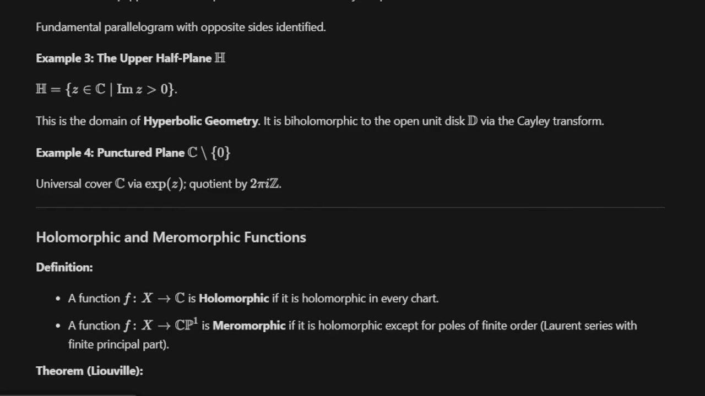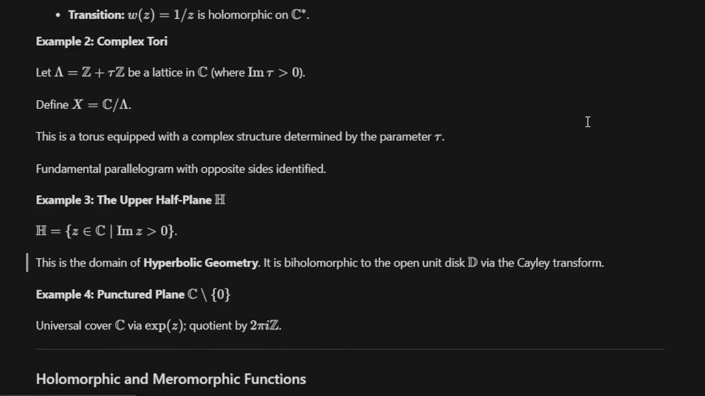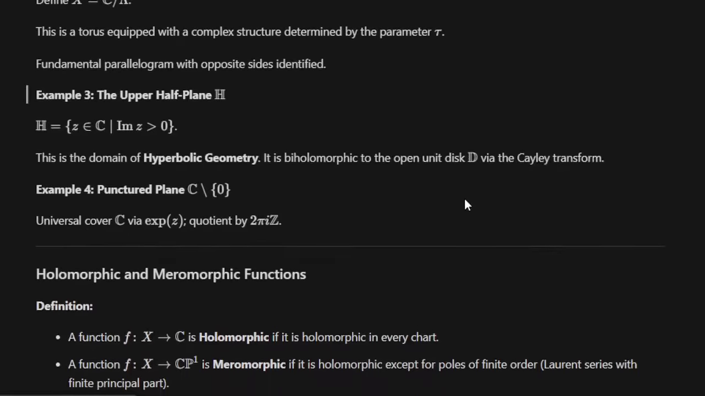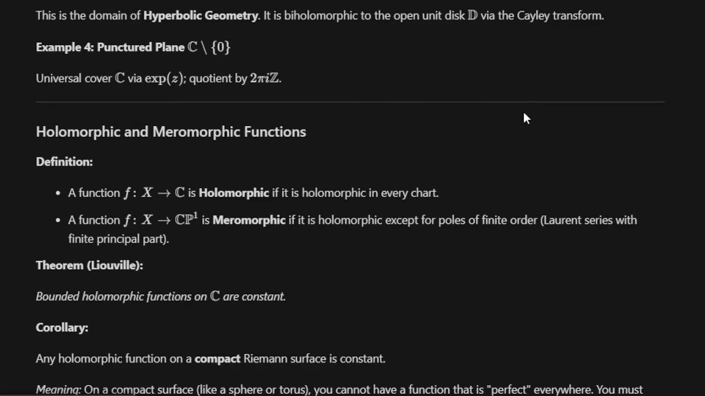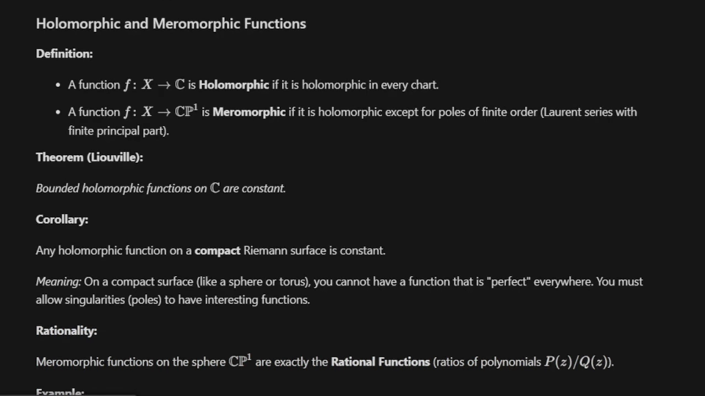We can also look at the upper half plane. This is simply just the set of complex numbers with positive imaginary part. And this is the domain of hyperbolic geometry. It is biholomorphic to the open unit disk via the Cayley transform. Okay, that's just a thing that you can look up. We can look at the punctured plane. So if we take the complex numbers and just exclude 0, the universal cover, the complex numbers, would be done via the exponential map quotiented by 2 pi i times the integers.